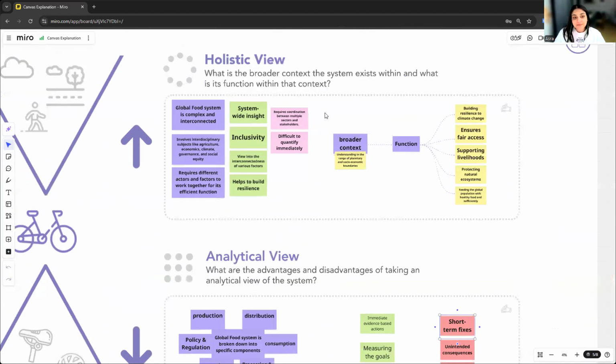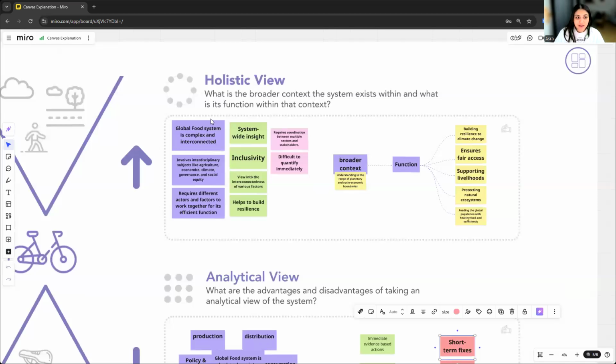Now, to look at the global food system in a holistic way is really to understand that the global food system is complex and it is interconnected. It involves interdisciplinary subjects like agriculture, economics, climate, governance, and social equity. It requires different actors and factors to come together for its efficient function. There are various advantages. Some of them are it gives systems-wide insight, inclusivity, and helps to build resilience. The pink stickies here are challenges. It requires a lot of coordination between multiple actors and stakeholders.